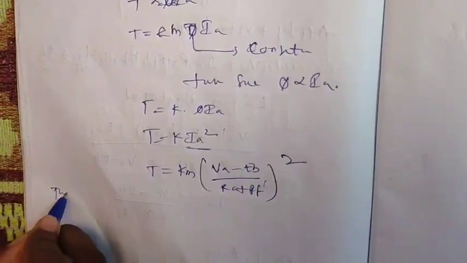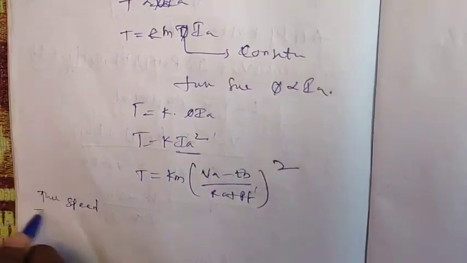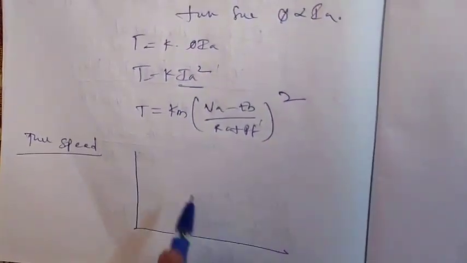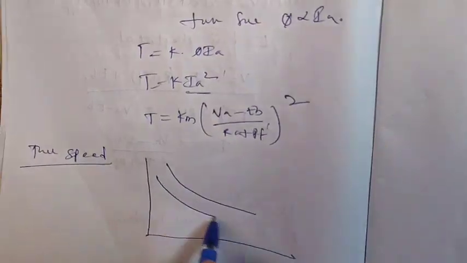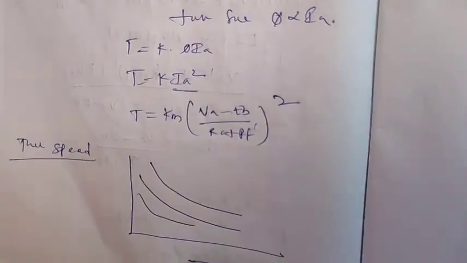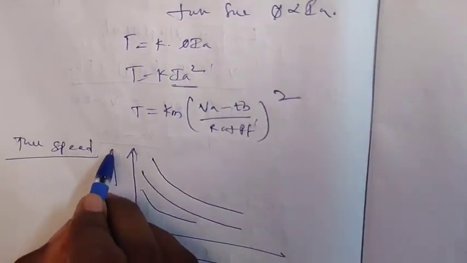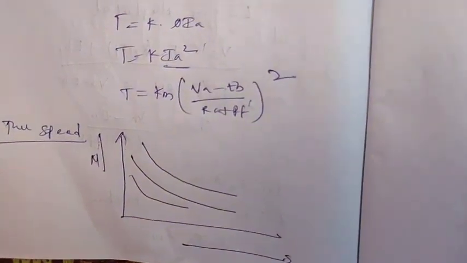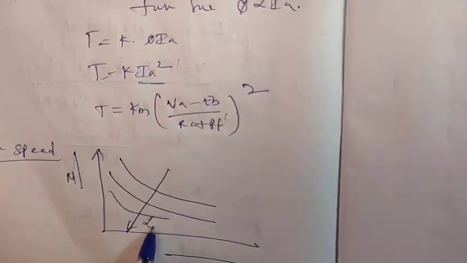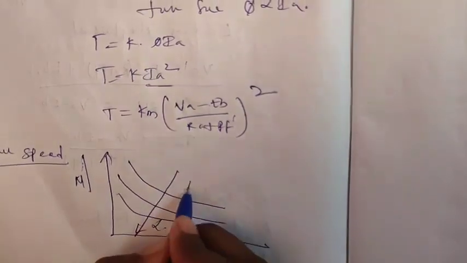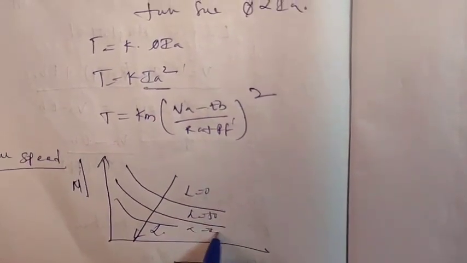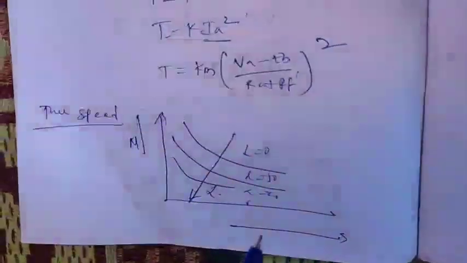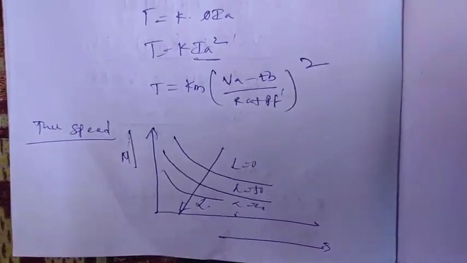While you draw the torque speed characteristics for a series motor, the characteristic is like this: if you increase the torque, the speed will decrease. This is the speed. This is for a range of alpha. If your alpha value increases, the characteristics are shown for alpha equal to 0, alpha equal to 30, alpha equal to 60, alpha equal to 90, and so on. So this is about the semi converter fed DC series motor.